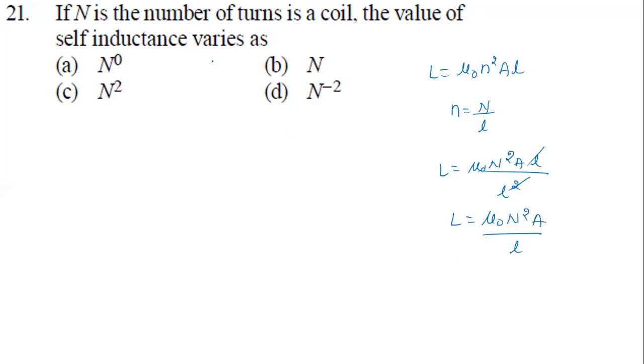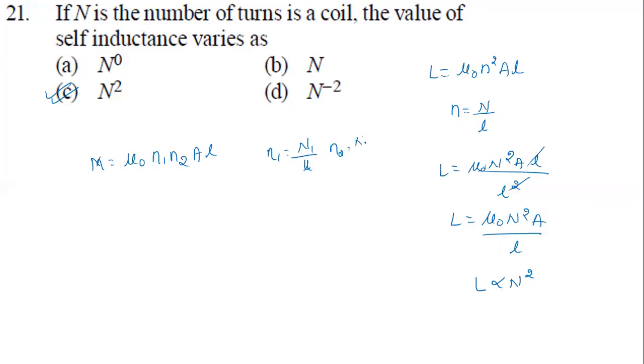So now, since they are asking only about the term N, I can write L is proportional to what now? N square. So what is the option? C is an option. L is proportional to N square. Okay, is that clear? Sir, what if they ask for mutual induction? So just the formula M equal to mu naught N1 N2 A into l. So it will become what now? N1 is N1 by l.